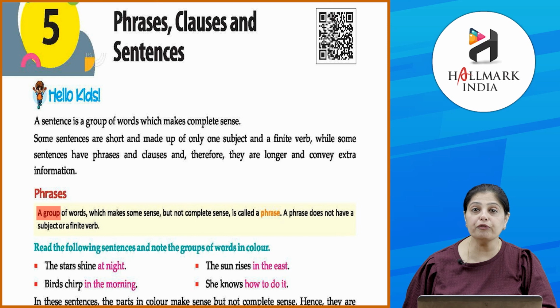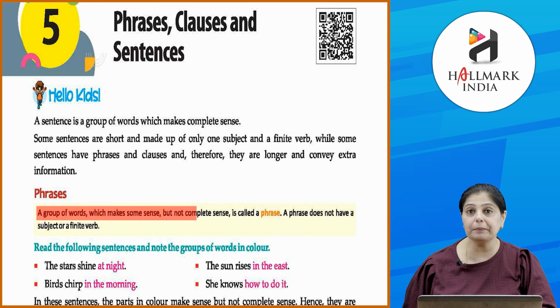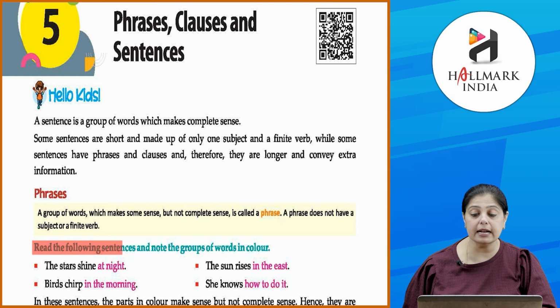A group of words which makes some sense but not complete sense is called a phrase. मतलब it's a group of words, sense तो बन रहा है but complete sense नहीं बन रहा है. Those are phrases. A phrase does not have a subject or a finite verb. जैसे read the following sentences and note the groups of words in color.